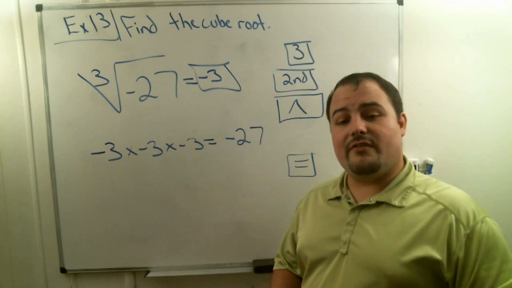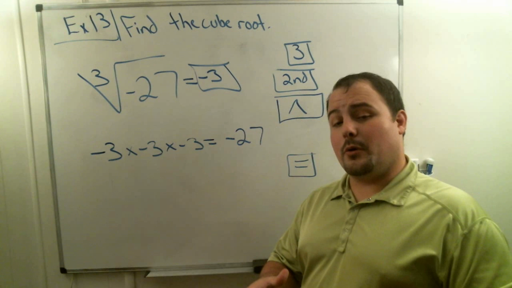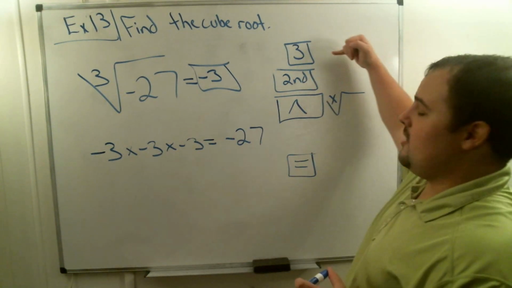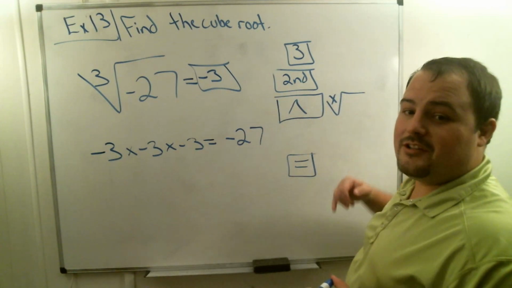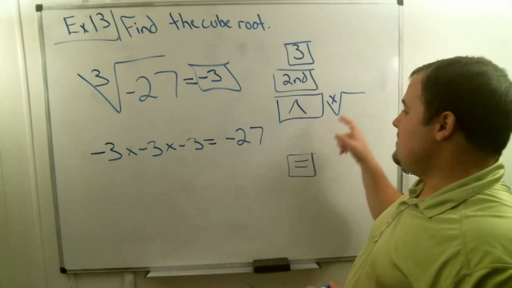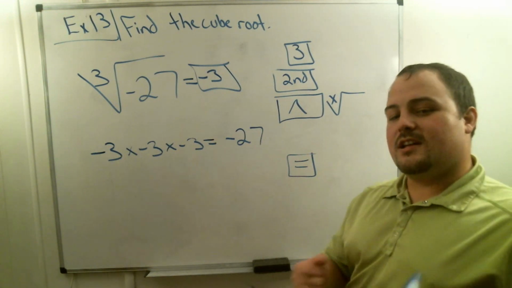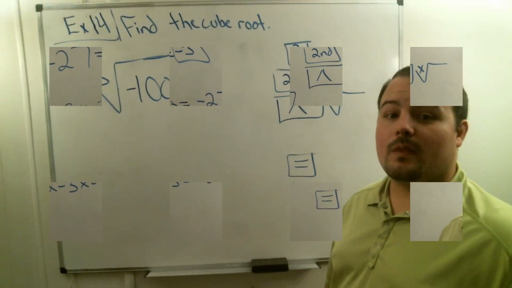You are allowed to have a negative inside a cube root. You're not allowed to have a negative inside a square root. If you wanted to check yourself, you can still type it in the calculator doing the same method. And instead, in here, you would type in negative 27 and press equals and see if you get the same answer that we got here.